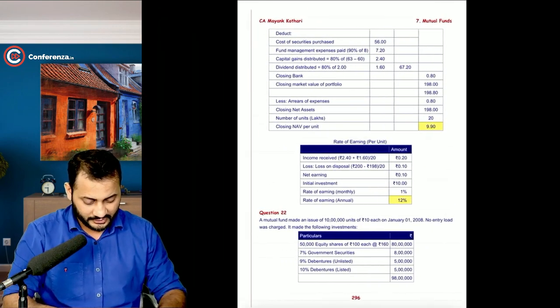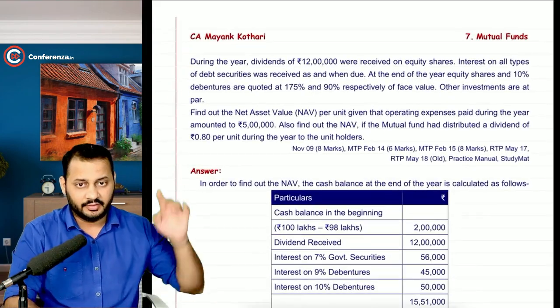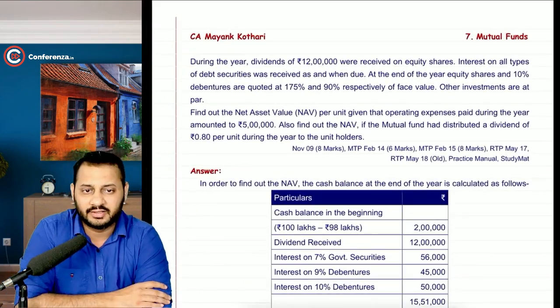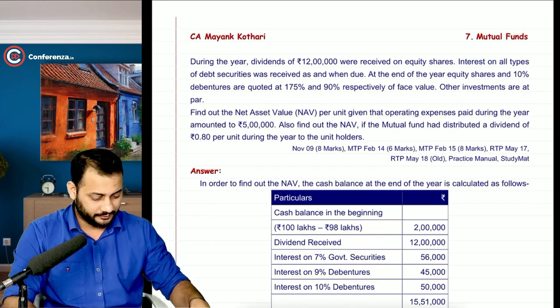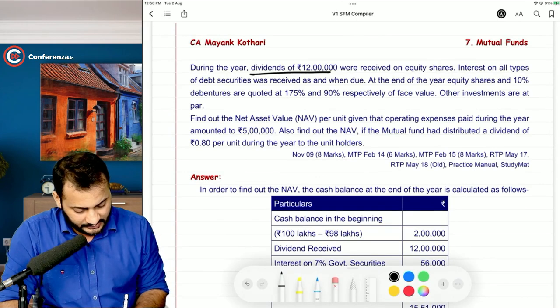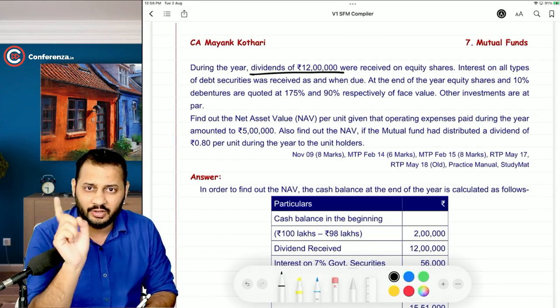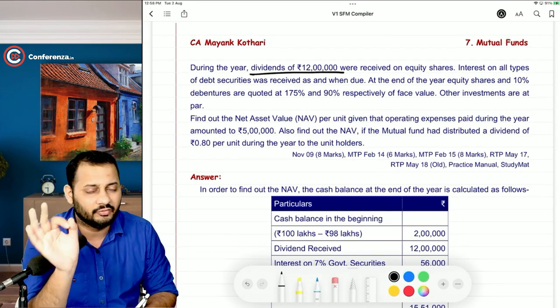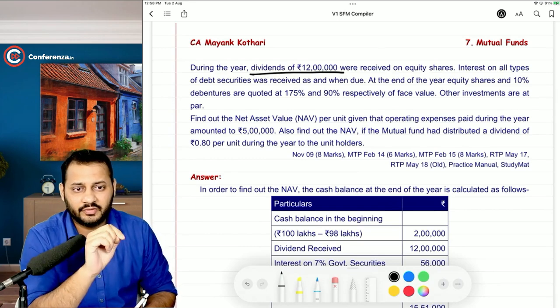Okay, let's go ahead. During the year, the dividends of 12 lakh rupees were received on equity shares. This is going to add to our cash balance. So 2 lakh plus 12 lakh, 14 lakh rupees.